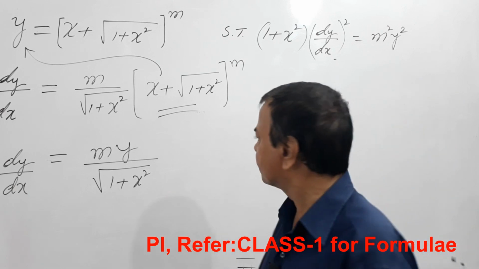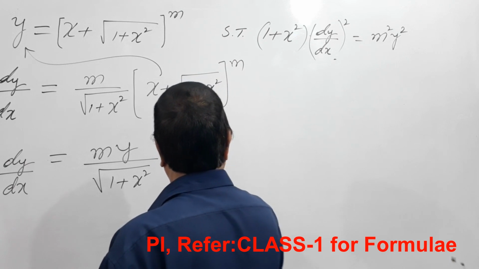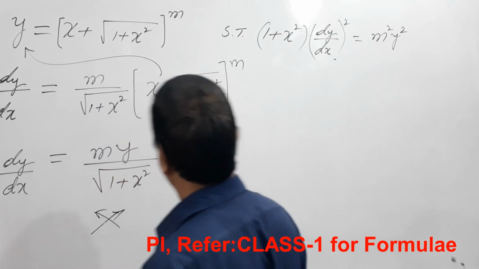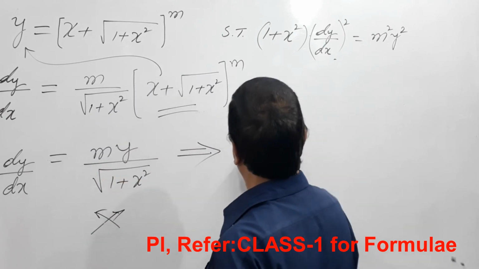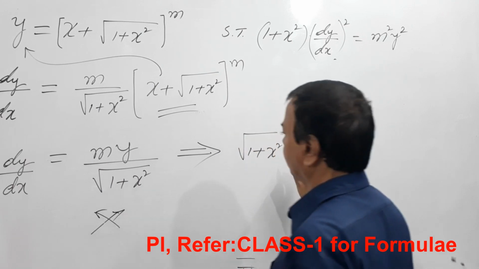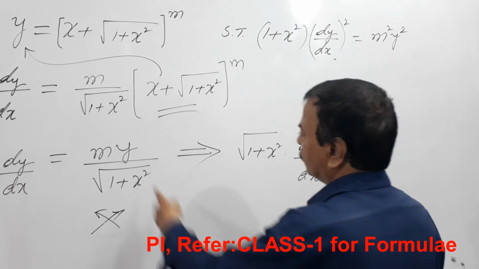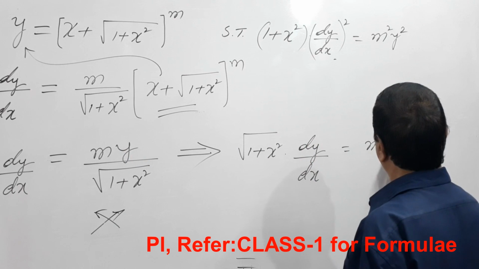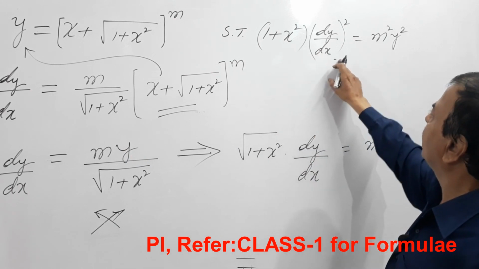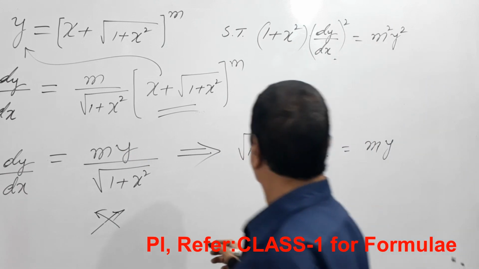So let's do this. Which is nothing but I'll write like this, by cross multiplying. What happens here? I want it in this style. First I'll write this 1 plus x square into dy by dx equals, on the right hand side you have m by y. What he wants is 1 plus x square into dy by dx the whole square equals m square by y square. How do you get this? Squaring both sides.